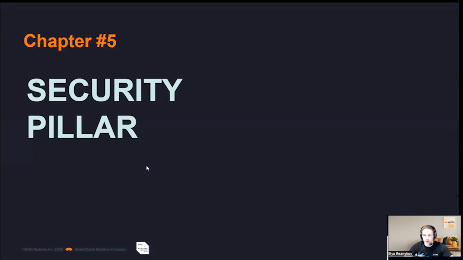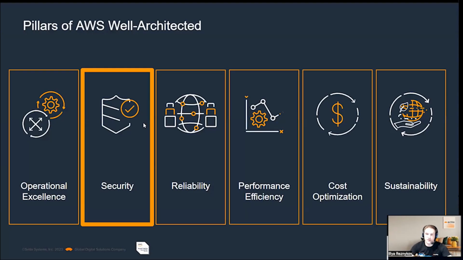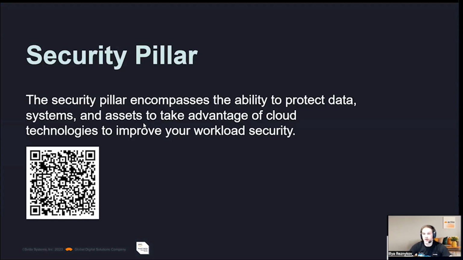Because we already asked which pillars are most important, and we saw that, for example, the security pillar is quite important, let me say several words about the security pillar. It is the second pillar in the list of six AWS Well-Architected Framework pillars. By definition, the security pillar encompasses the ability to protect data, systems, and assets, to take advantage of cloud technologies to improve your workload security. This is a QR code to the whole documentation if you'd like to learn more about that.